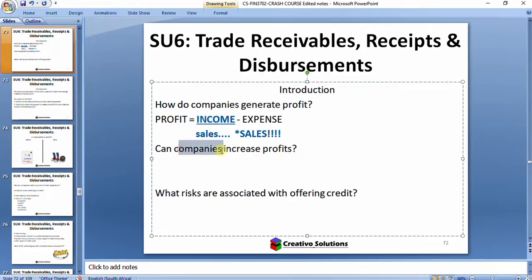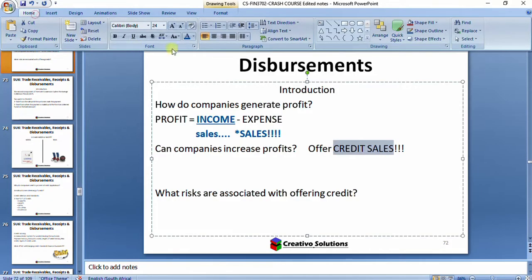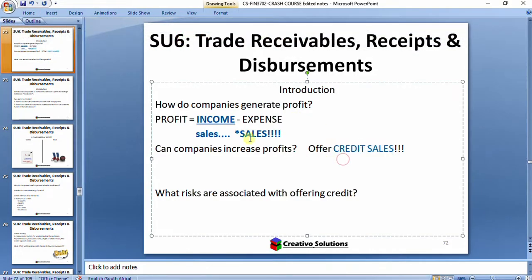So if companies want to increase profits, sometimes they offer credit. Credit sales. Why? It brings in more income. If you offer credit, you're going to have twice or three times or four times as much sales because not everybody can buy goods for cash. So sometimes you need to offer credit, and that's exactly what we're looking at here.